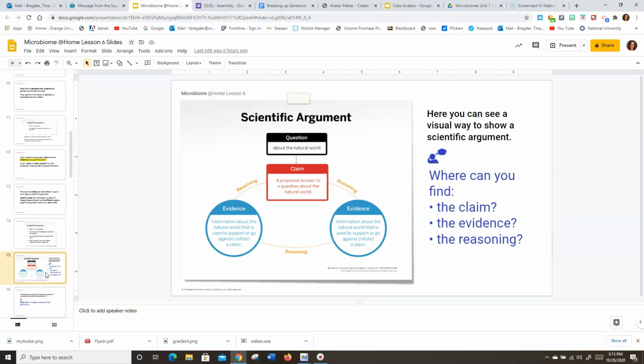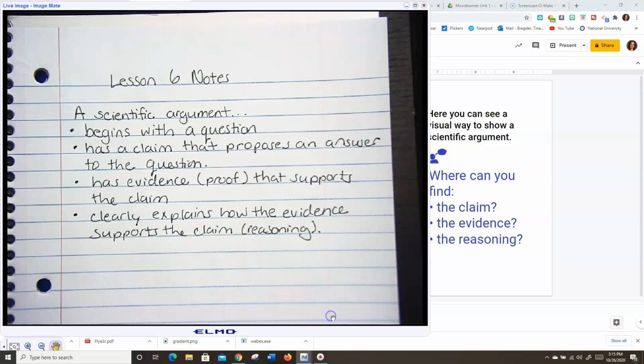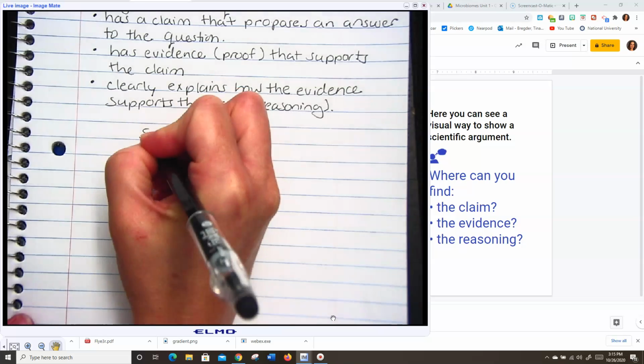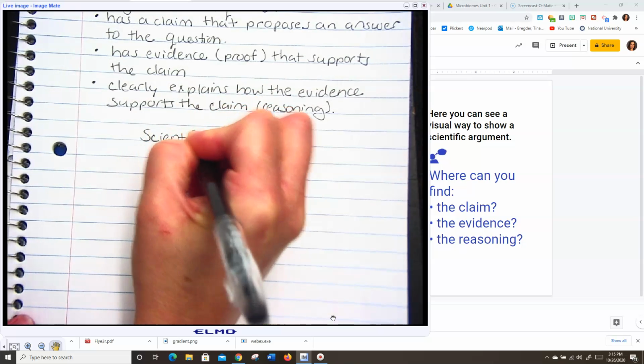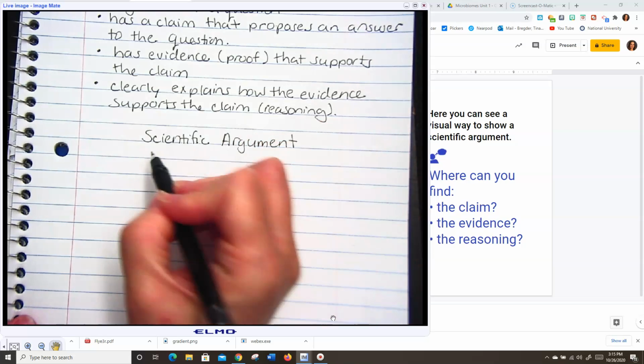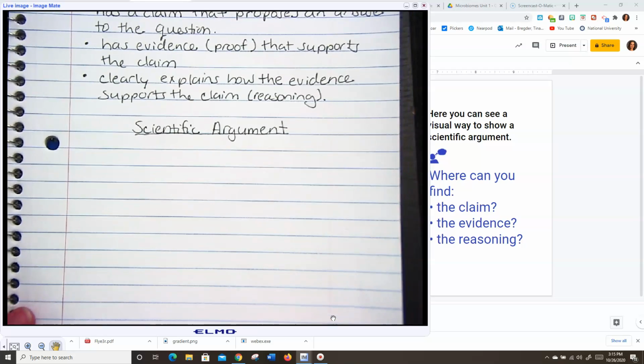So you start with the question, you make a claim based on that question of what you think the answer is, and then you have evidence to support it. Now we're going to draw it. It kind of looks like a tree map, but it functions more like a flow map because I don't think Amplify really understands tree map here. So I'm going to go under my lesson 6 notes here, and I'm going to write scientific argument. Remember, an argument here is not really like a fight argument. It's more like an informational argument.